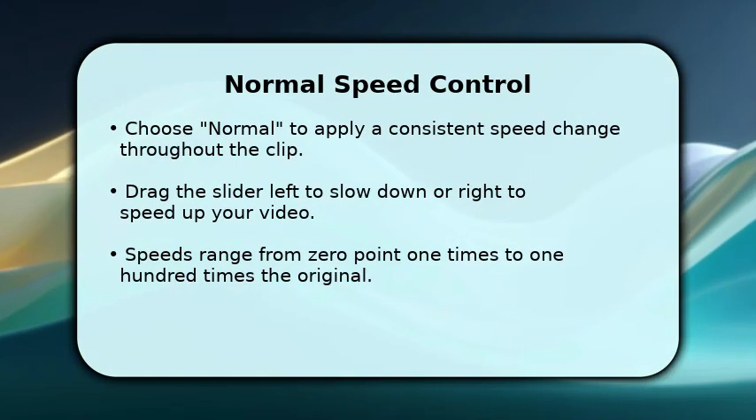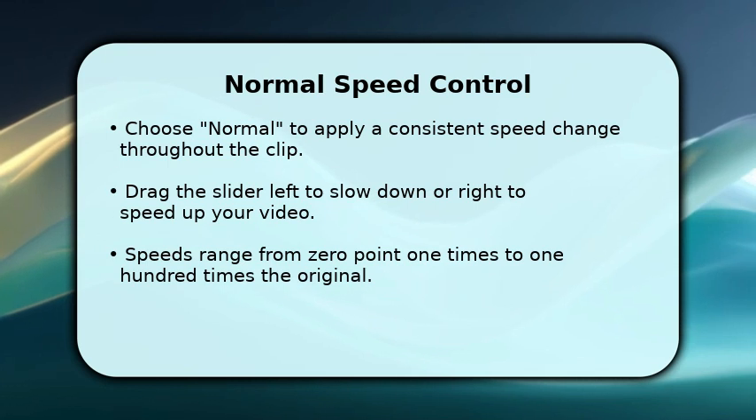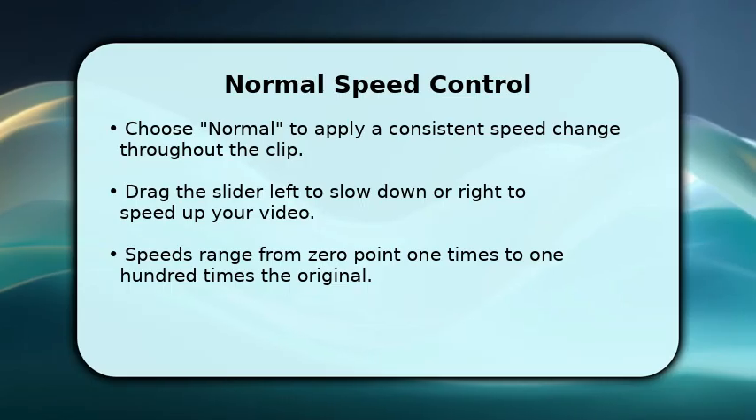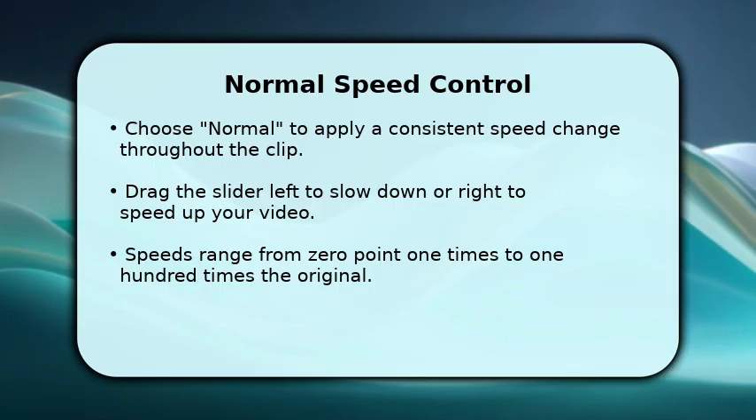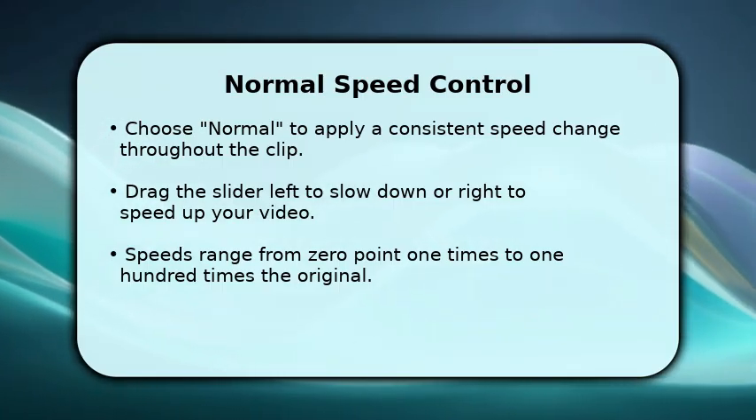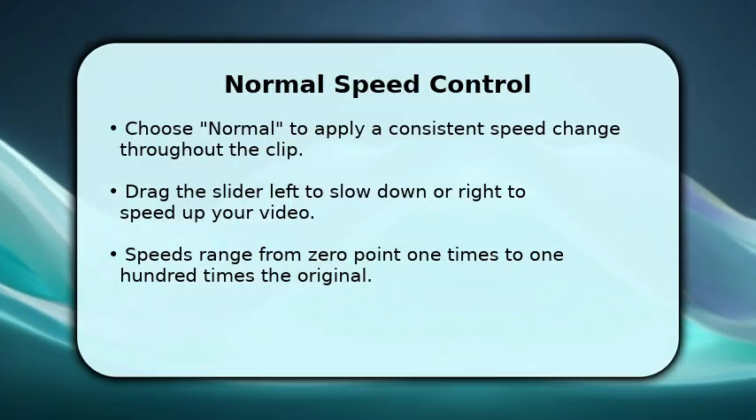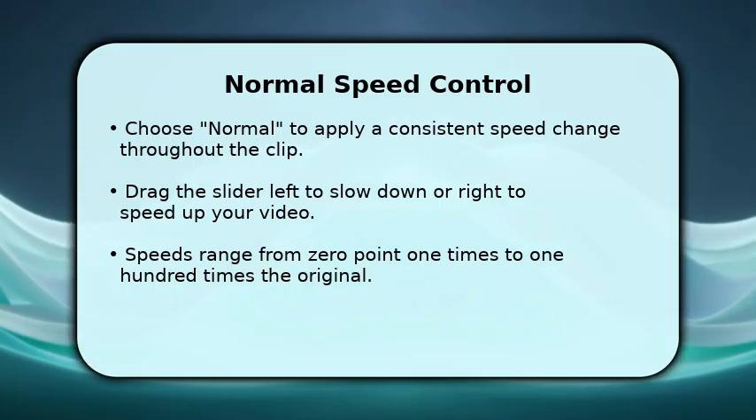Once you've selected Speed, you'll see two main options, Normal and Curve. For a consistent speed adjustment across your entire clip, choose Normal. A slider will appear, allowing you to easily drag it left to slow down your footage or right to speed it up. You can adjust the speed from a very slow 0.1 times up to a super fast 100 times the original. Don't forget to tap the checkmark to apply your changes.